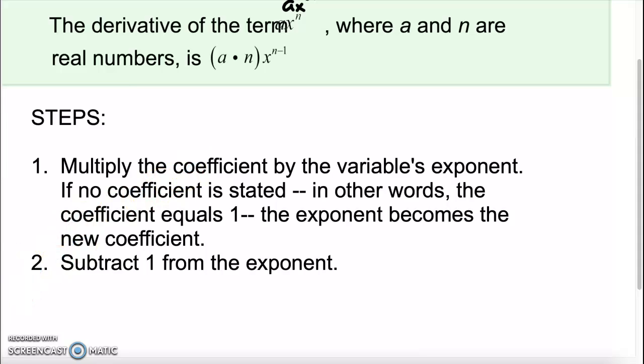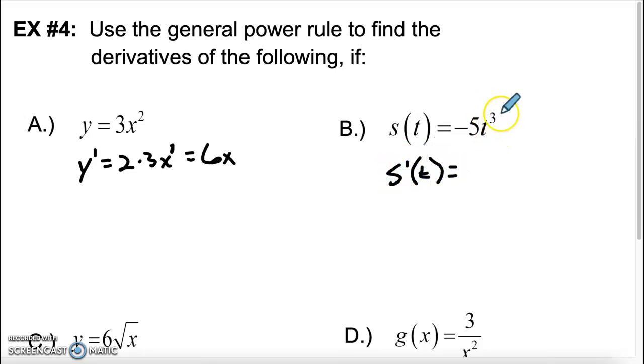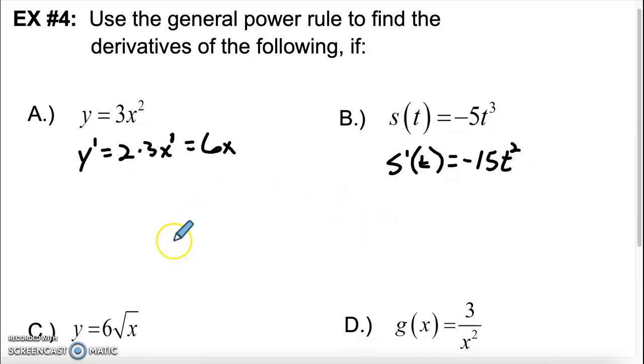A couple examples of that, and this is the same idea as what we just did, right? I would just bring the 2 down, so y prime would be 2 times 3x and subtract 1 from the exponent, right? So this would just be 6x. Here, s prime of t, right? I just bring the 3 down, so negative 5 times 3 would be negative 15 t and subtract 1 from the exponent, so negative 15t squared.